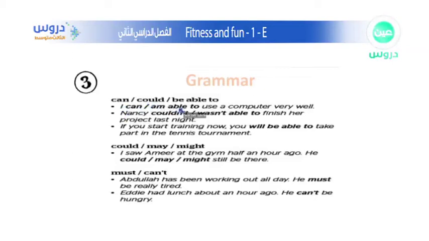Can, could, be able to. I am able to use a computer very well. So when I say I can, it means I'm able to. When I say I am able to, it means I can, okay? We use can for ability. Do you understand me, guys? So we are not choosing here. It means that they are the same, okay? Same meaning, different words.